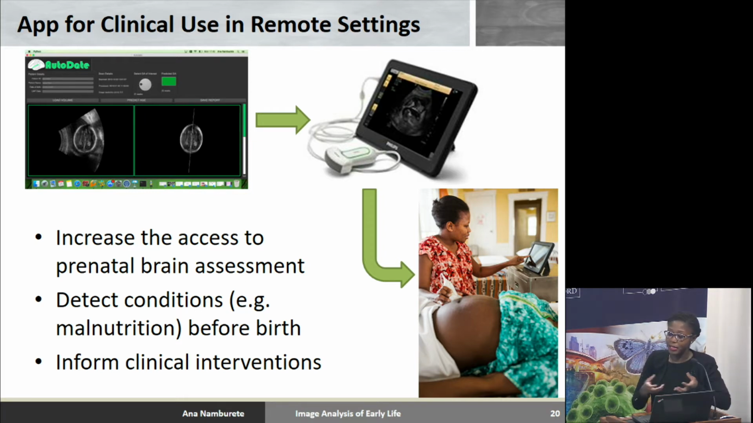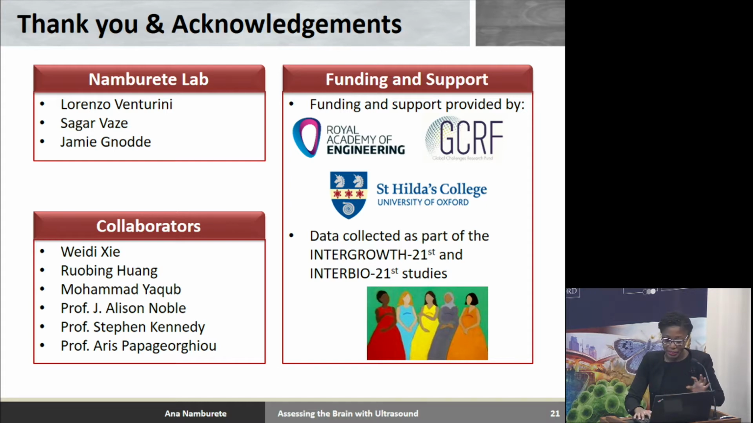This can then be taken out to the communities that need it, so that the mothers don't have to come to the clinic. They don't have to travel in. We, as the medical community, could travel out to basically detect anything before birth. This way we would be able to inform on clinical interventions much earlier, because we would detect them with these tools. So that concludes my talk. Thank you very much, and I'll now take your questions.